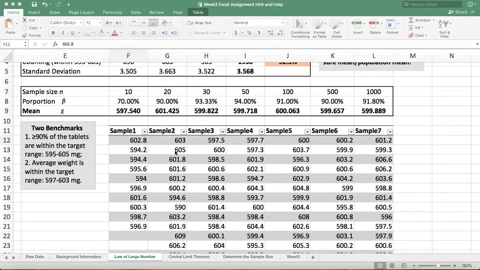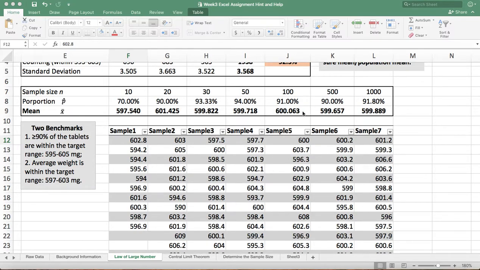And then I randomly draw 20 numbers from the population to pick my sample 2. I calculate the mean, this value. And then I randomly draw 30 numbers from the population. This is my sample 3. The mean is this value. I increase the sample size to 50, 100, 500, 1000, and this is the corresponding sample.